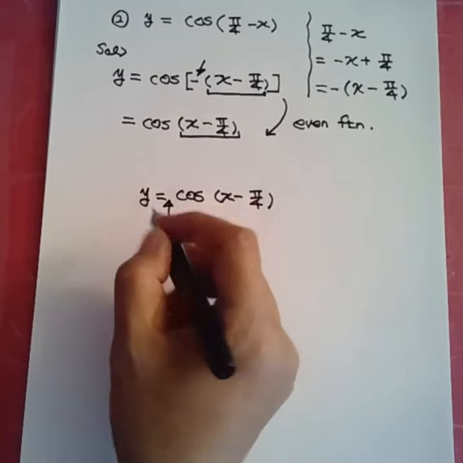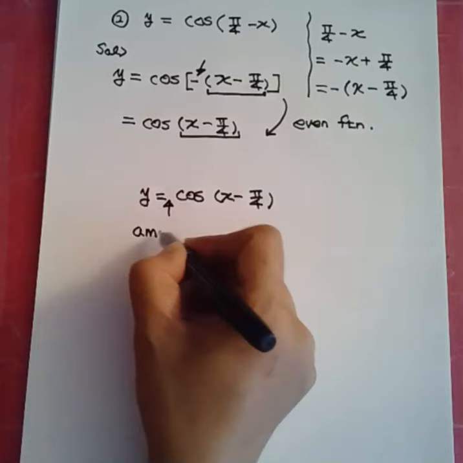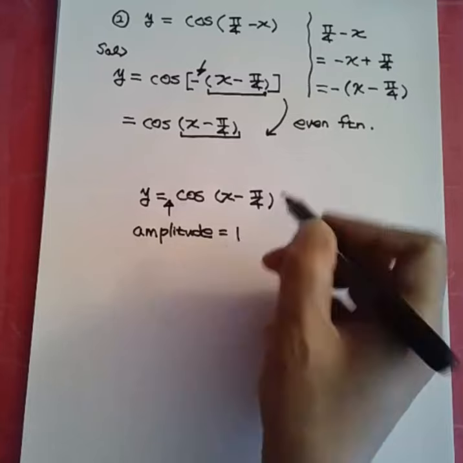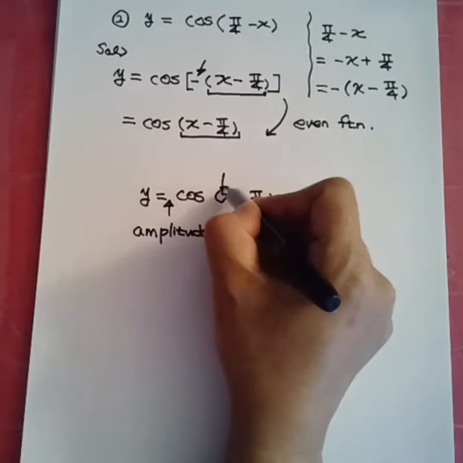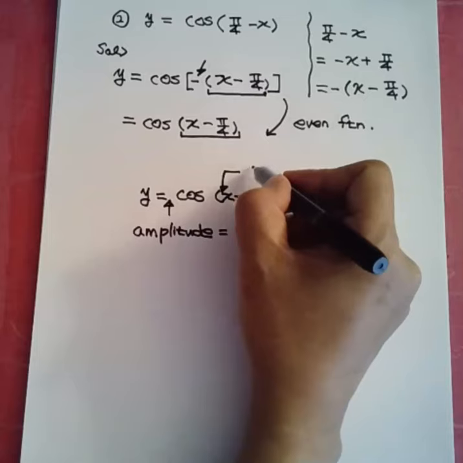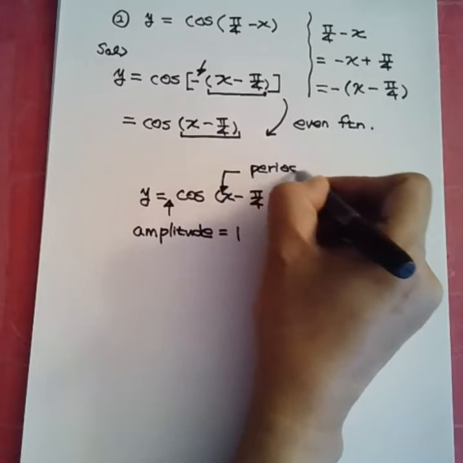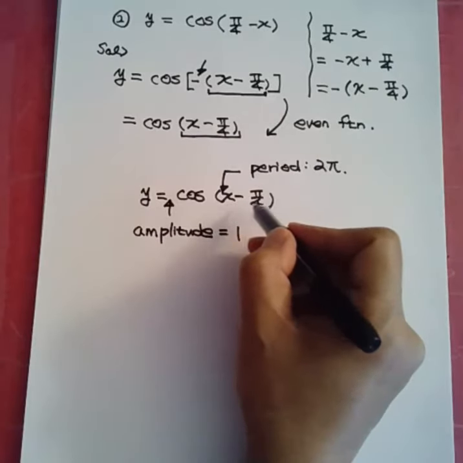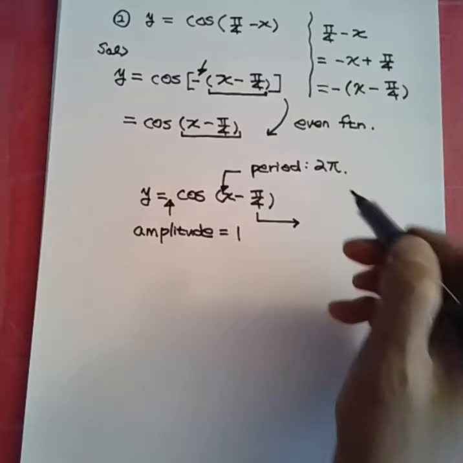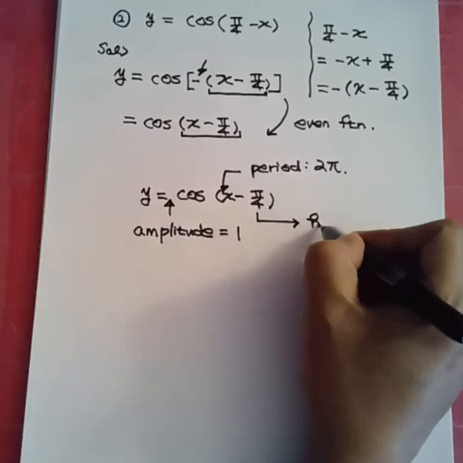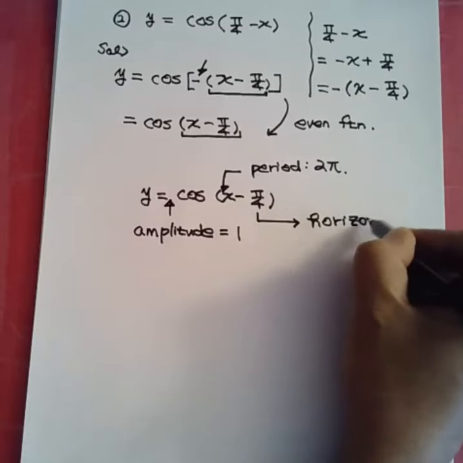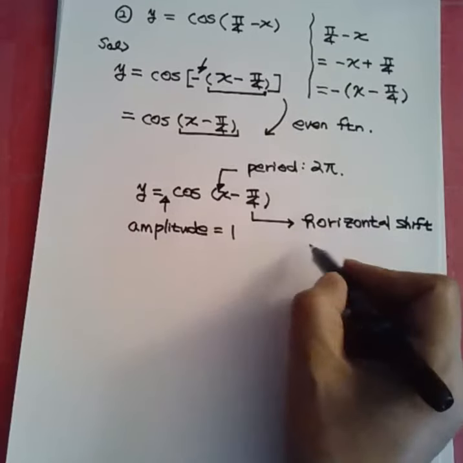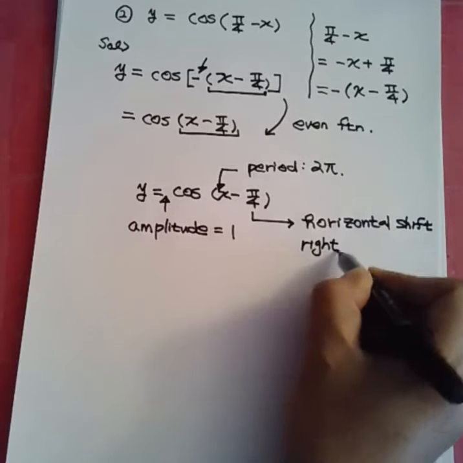Nothing is multiplied to cosine, so amplitude equals 1. Nothing is multiplied to x, so the period will stay the same, that is 2 pi. And there is a minus in front of pi over 4, so we can interpret that as a horizontal shift right pi over 4.